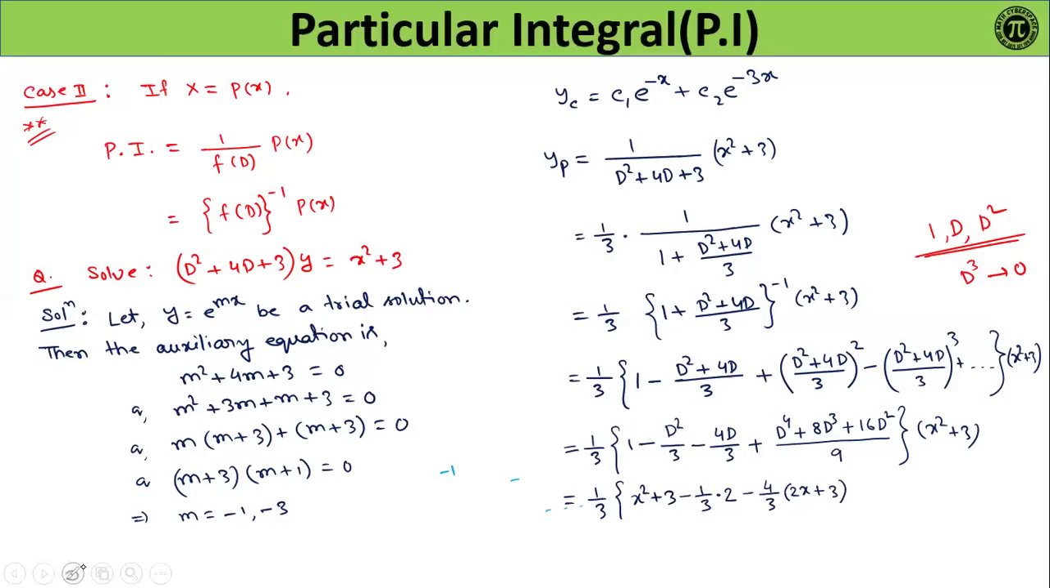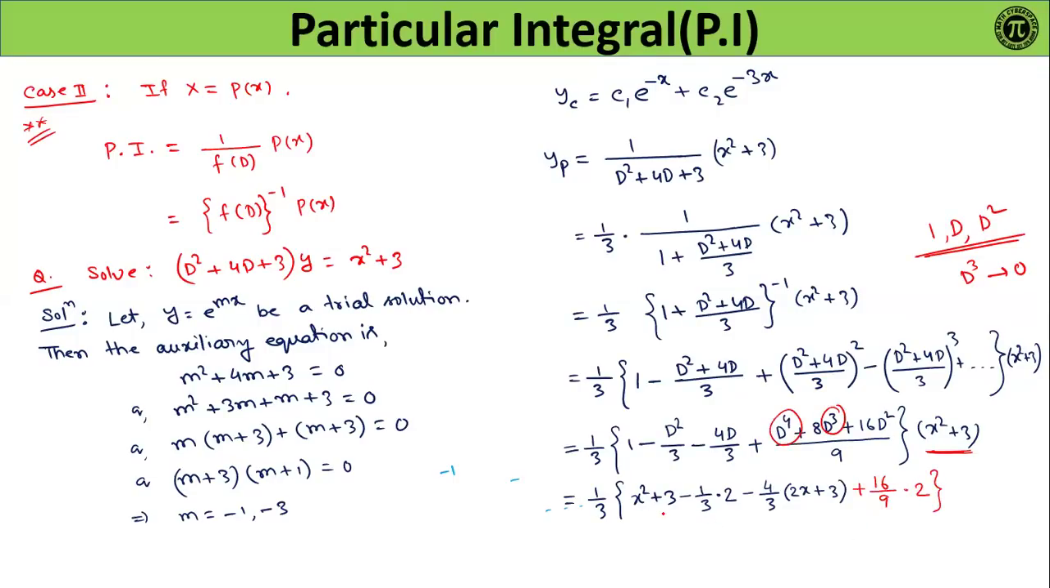Okay, now next part. Here d to the power 4 of x square plus 3 will be 0. d cube of x square plus 3 will be 0. So only you have 16 by 9 d square plus 16 by 9 d2 of x square plus 3. d2 means first derivative: d of x square plus 3 is 2x. d2 of x square plus 3 will be 2. So 2. Okay, this is the final.